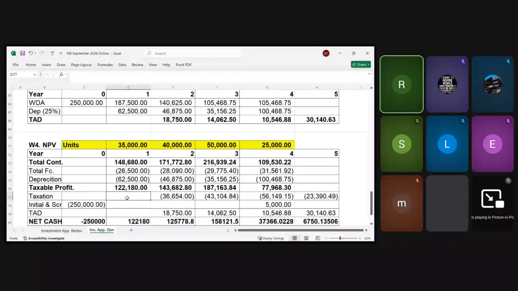So if I have my depreciation included there, it means that I'm no longer having a cash flow, but I now have my taxable profit. So if I do this, all right.